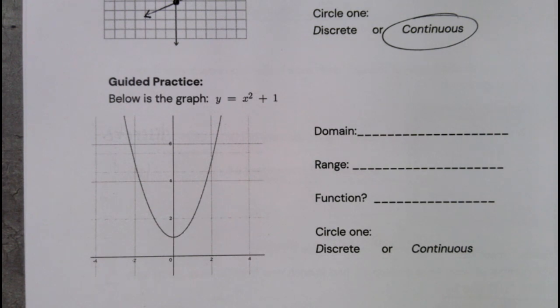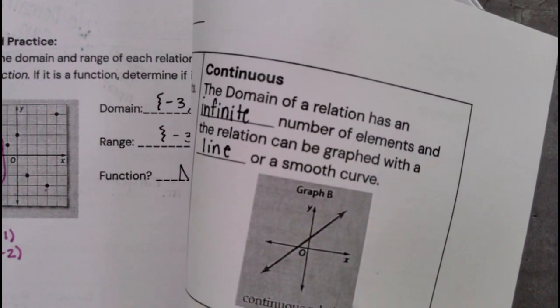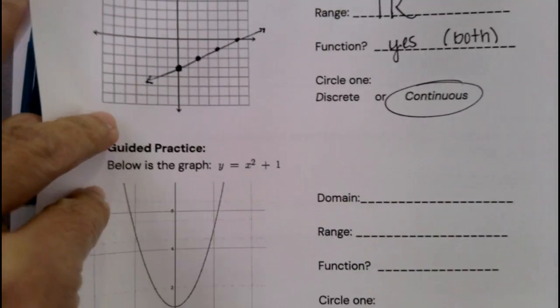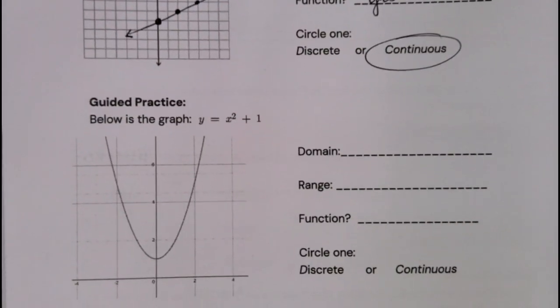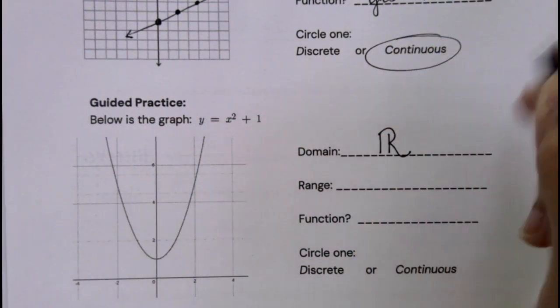So when we talk about the domain, we said for continuous functions, right? Continuous means that it's a line or a smooth curve. Would you agree that's a smooth curve? It's a curve. What did we say about their domains? They're always what? Infinite, which means all real numbers.